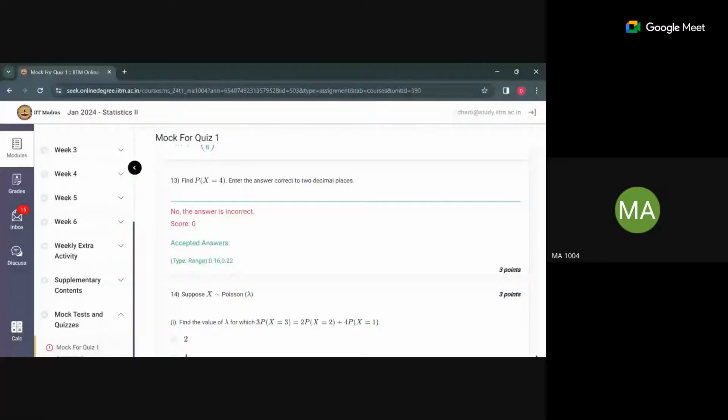Next question. Probability of x is equal to k by 6, the whole square is optional. Find the probability x is equal to 4. So this kind of question we have done a lot, right? Yes, ma'am. So probability at x is equal to 4.